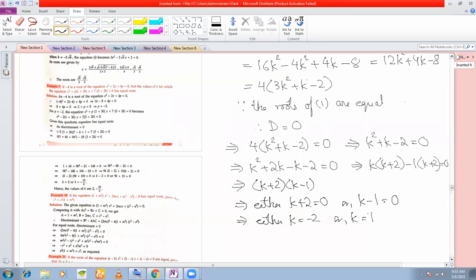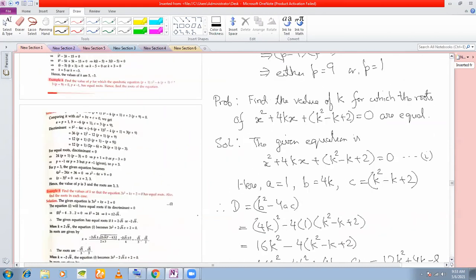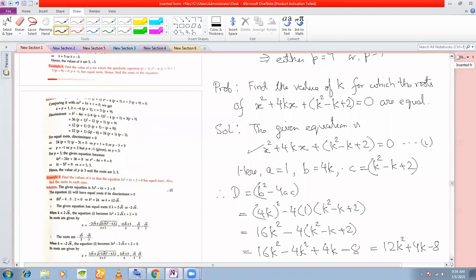Okay, so only for these two values of k, the roots of the given equation will be equal. For all other values of k, we don't know what will be the nature of roots. But definitely we know that for k equal to minus 2 and k equal to plus 1, the roots of this equation will be equal. Now the question is, what will be the equal roots? You have to put the value of k and solve. I have solved that type of problem in the solved problems that I've sent you, the notes. So we'll see that in the notes.